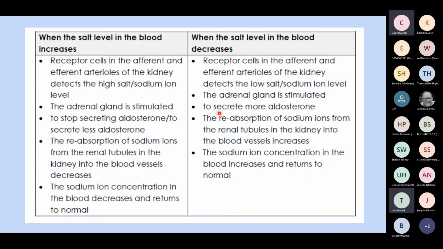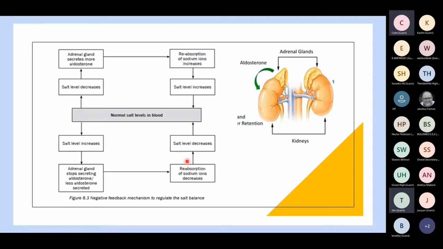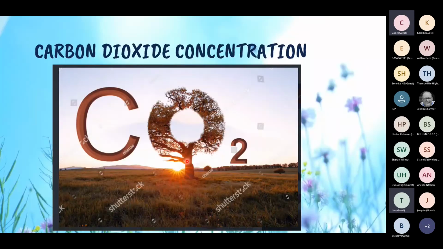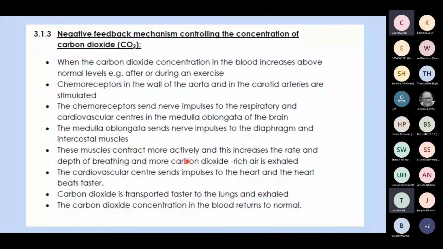That question is talking about this bullet. Are we clear? Okay. Carbon dioxide. You need to be able to understand carbon dioxide. So the negative feedback of carbon dioxide, there's a paragraph, grade 12. Make sure you highlight certain parts.